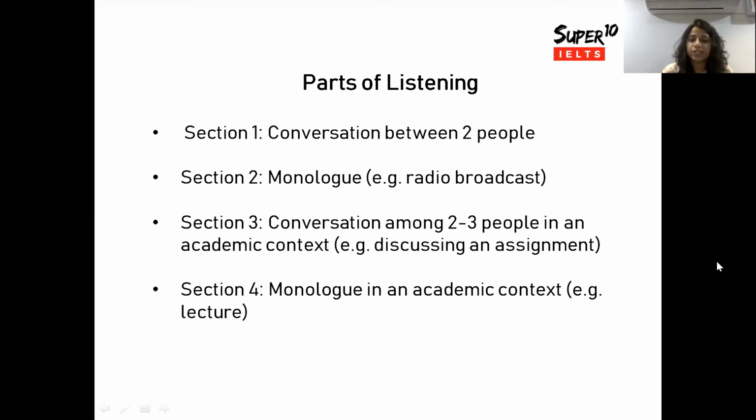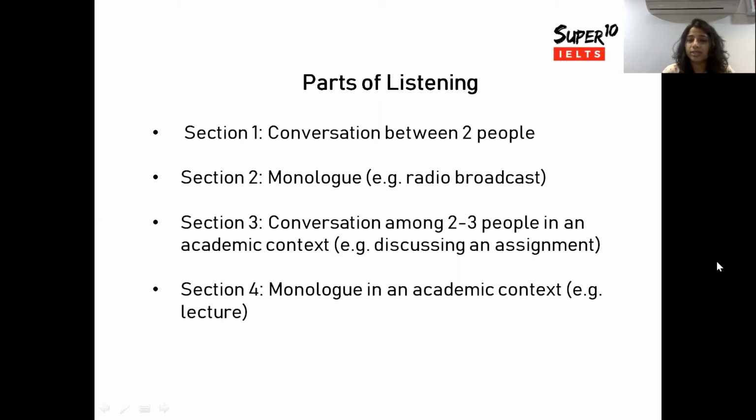When you come to section 2, this is a monologue. A monologue is something that one person speaks. So you will hear one person talking about something. For example, it can be a radio broadcast. It can be anything, this is just an example. But only one person is speaking. There is no conversation happening.